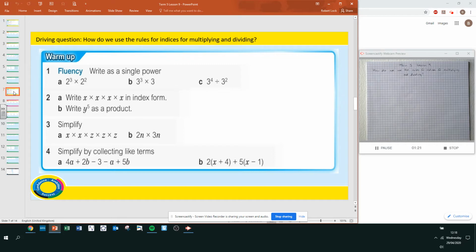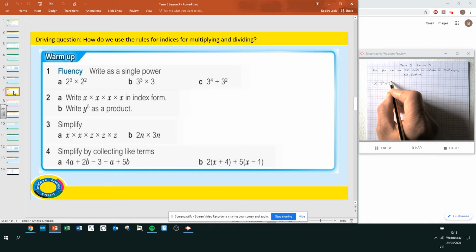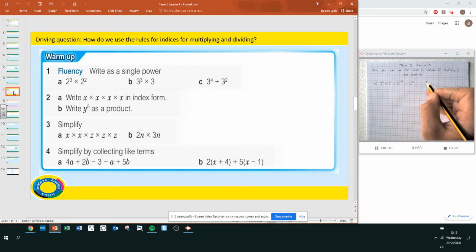Write as a single power. 2 to the power 3 times 2 to the power 2. Now, as we're multiplying our indices, all we need to do is add them together. So, the answer will be A, 2 to the power 3 times 2 to the power 2 is the same as 2 to the power 3 plus 2. So all we need to do is add the powers together. So that ends up as 2 to the power 5.